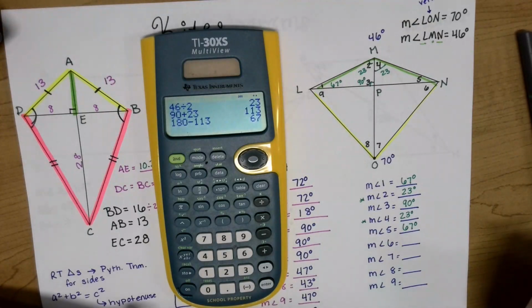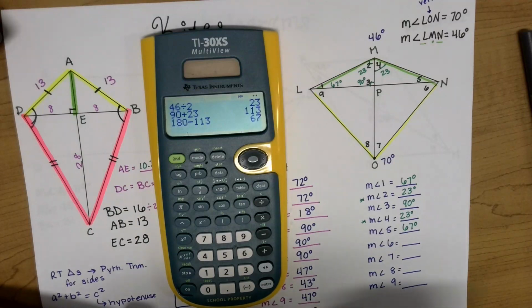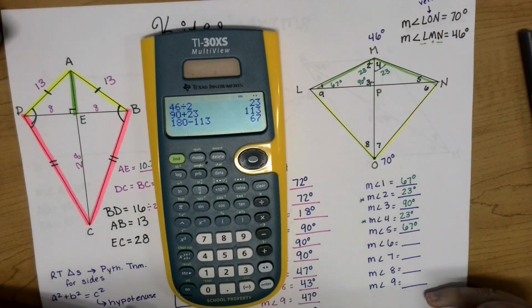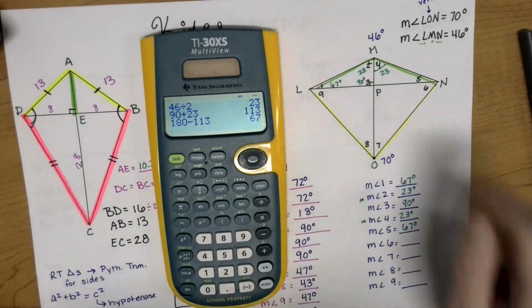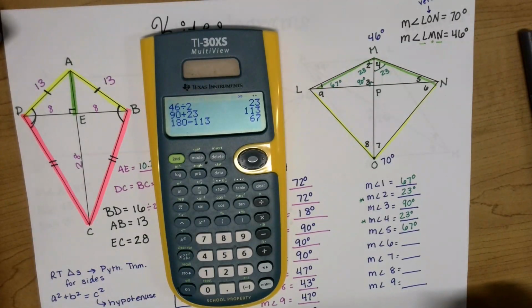Okay, so what I'm going to suggest you do is pause the video and try to do 6, 7, 8, and 9 on your own. It's going to be the same process that we did right here. So I'm going to pause my video and, well, y'all pause your videos too, and that should give you some time to get these down.